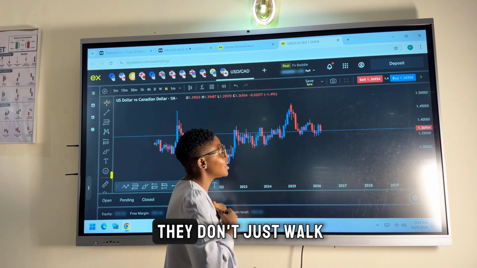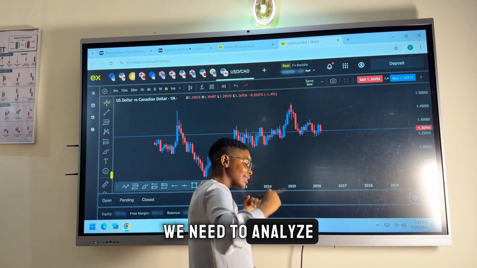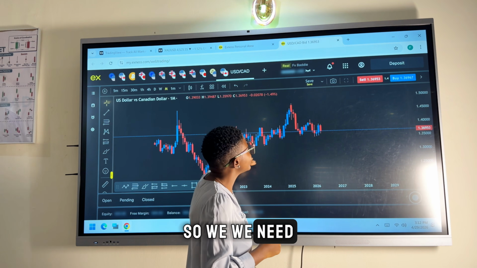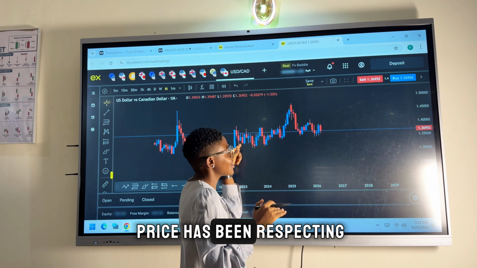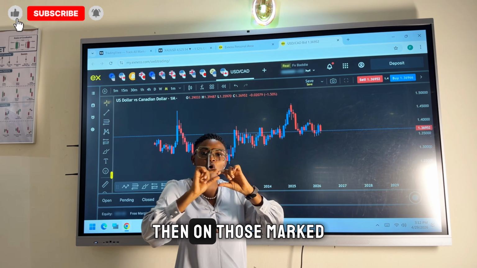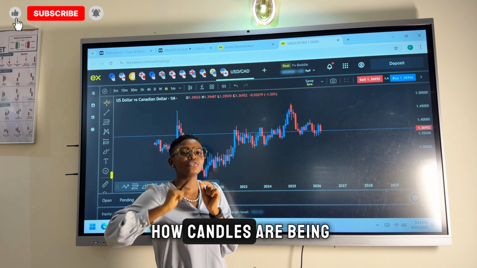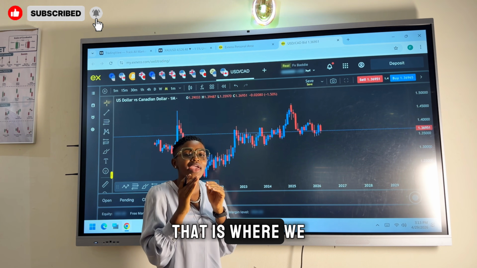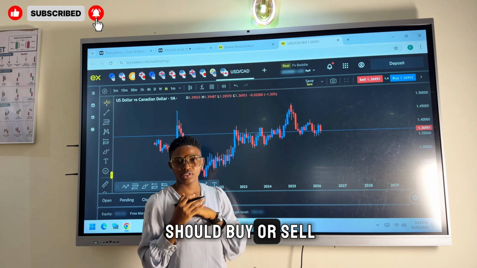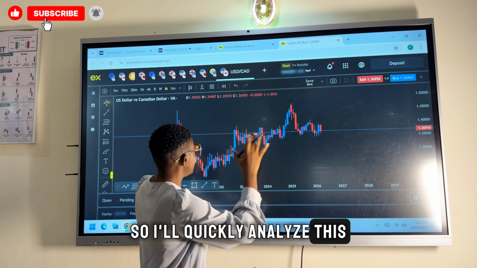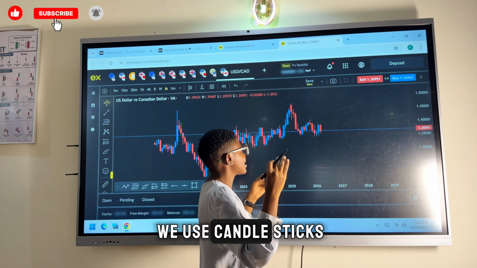But candlesticks don't just work on their own like that. We need to analyze the market. So we need to mark out key levels, which are levels that price has been respecting in the market. Then on those marked out key levels, we get to see how candles are being formed there. That is where we get to make more informed decisions on if we should buy or sell. So I'll quickly analyze this chart, and you will understand how we use candlesticks.